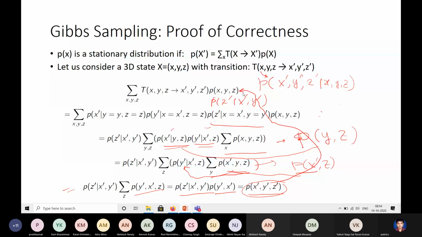So this is precisely what we are trying to prove. Here x' is 3 dimensions, x', y', z', and x is 3 whole dimensions, x, y, z, and T is what we have explained. So this is equal to this. Basically this Gibbs sampling transition gives your p as the target or desired distribution. This is the stationary distribution of T. So this completes the proof of correctness of Gibbs sampling.